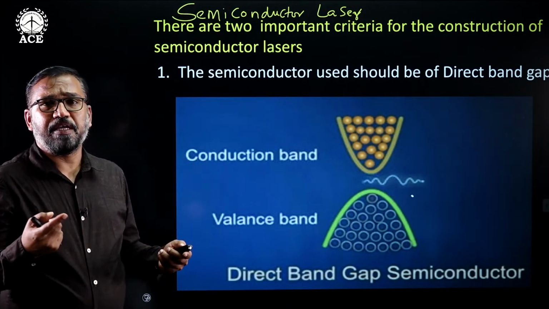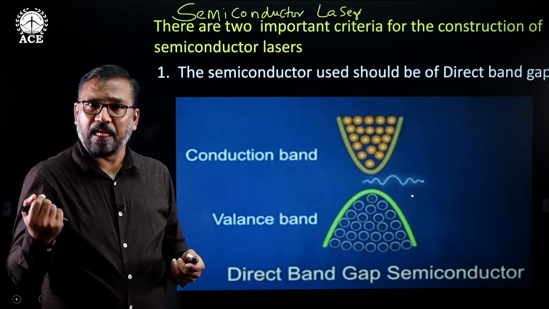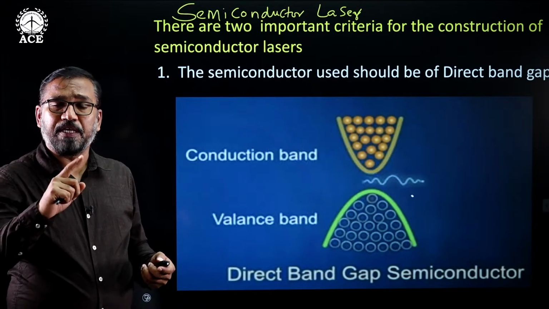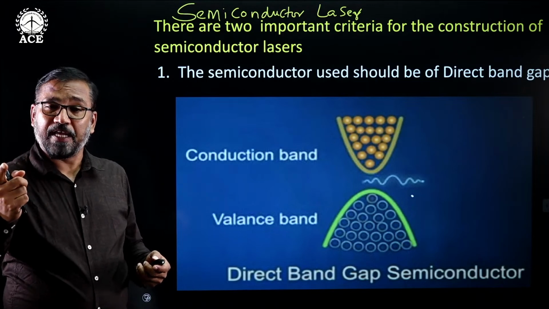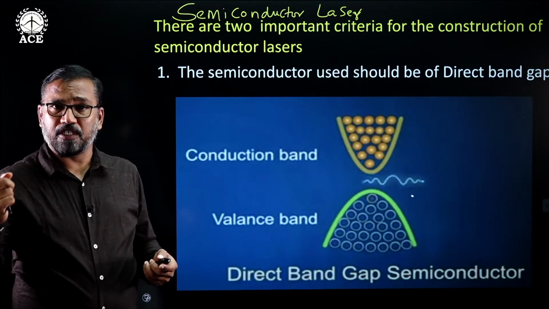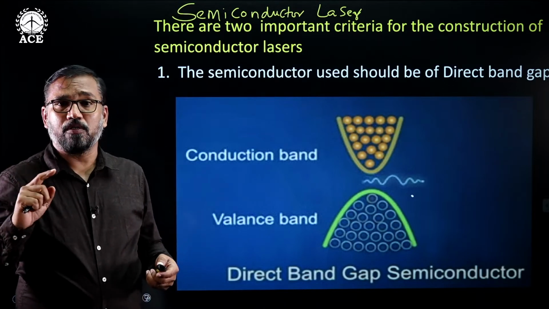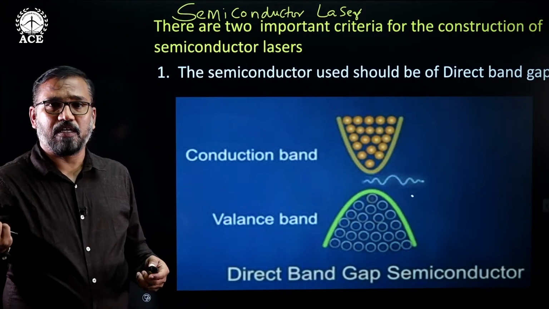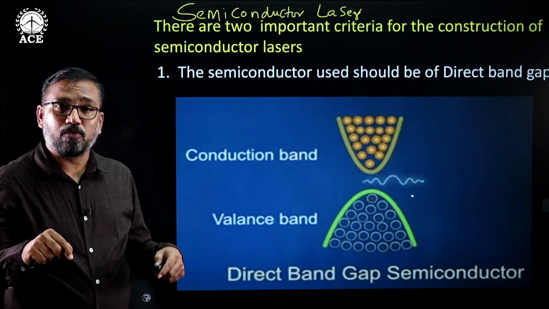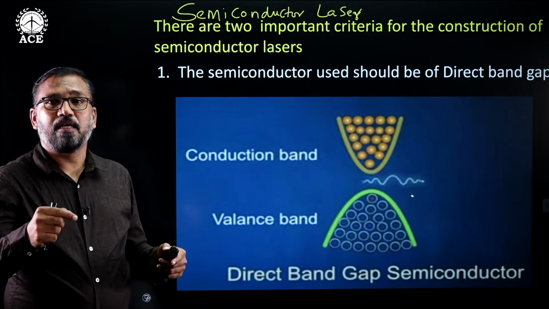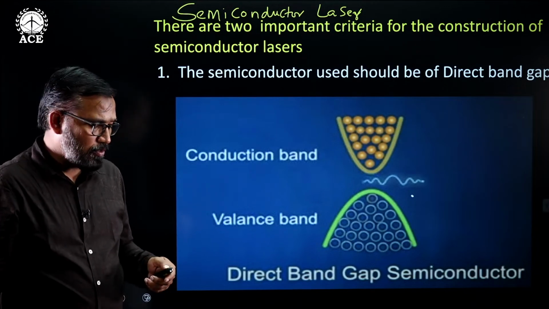We know that a p-n junction diode can be used as an LED, a laser diode, a PIN diode, a photodiode, or a Zener diode. That is something we already know. Now, with the help of the p-n junction, we are going to construct a laser diode.